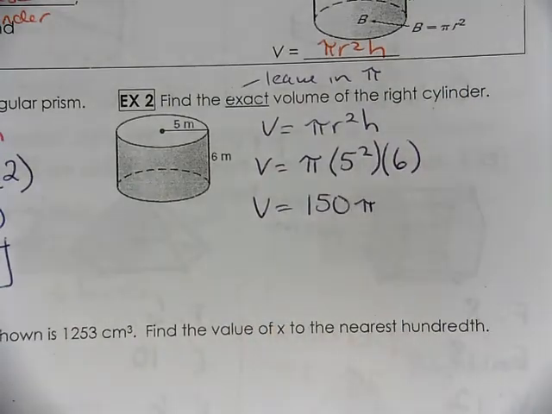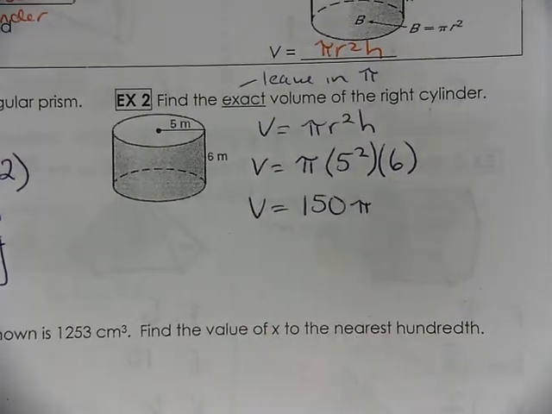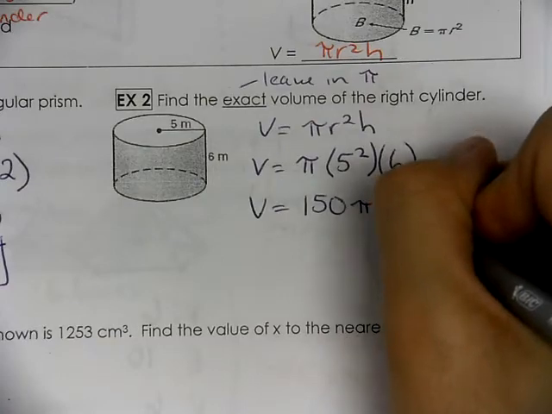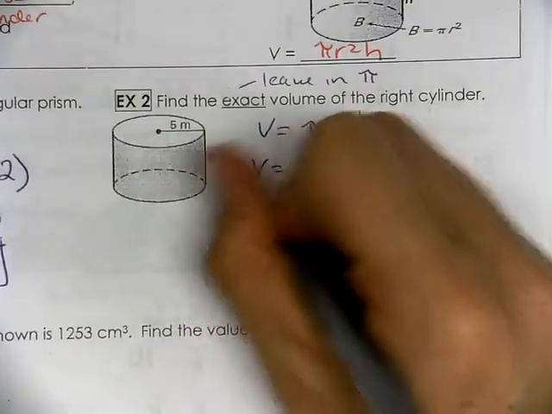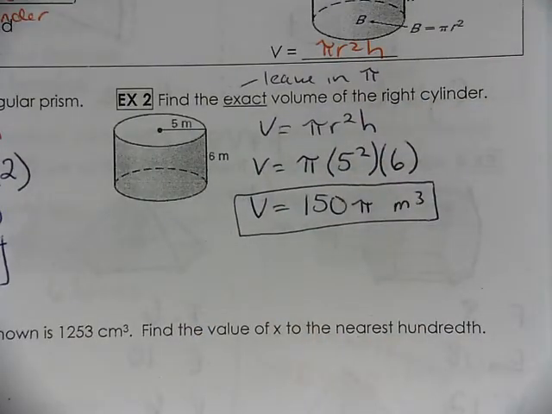150 pi, because we're leaving the exact answer. And then our units would be meters cubed. I think on the quiz and the test, I don't care if you do exact or not. If you want to give me the decimal, you can give me the decimal. I think I'm over it at this point.